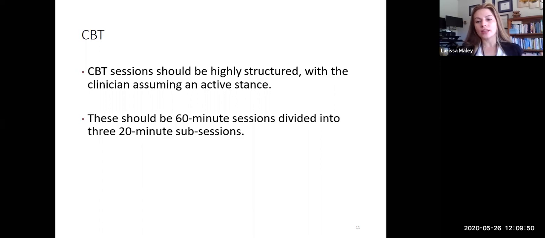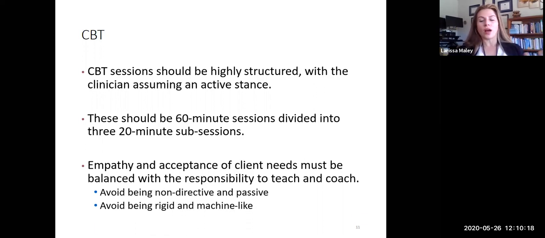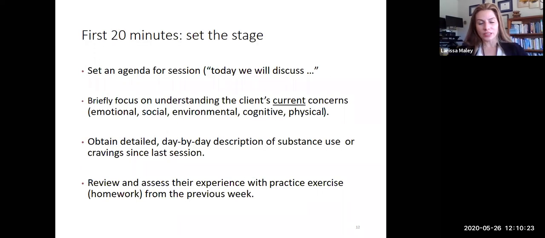The end goal of any solid CBT work is to have the patient be able to do it without you, to teach them the skill set so that they don't need you anymore to understand these cycles that are happening in their life. A typical CBT session is 60 minutes, and it's divided into 20-minute sub-sessions, and I'll walk through exactly what that means. We're always trying to teach and coach, so we're not being overly passive, and we're not being overly rigid. It's a coach interaction where we're like, tell me what it is you need, and let me tell you some skills that can help you get there.